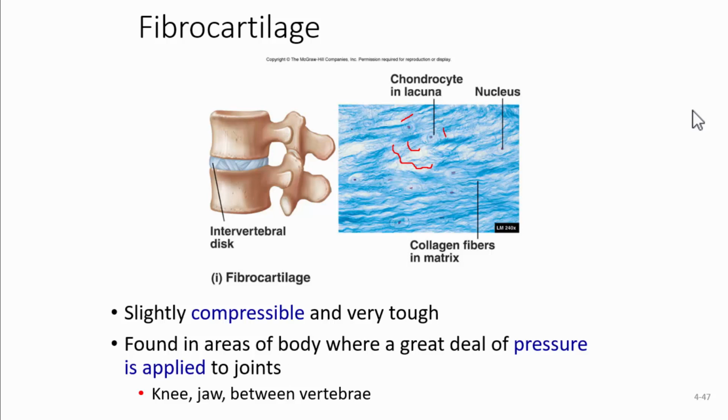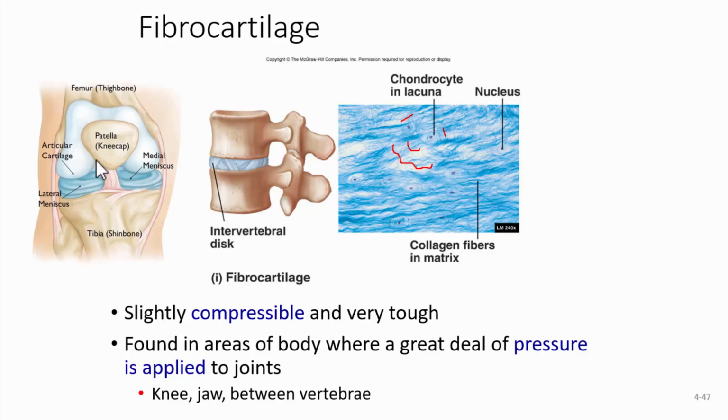It's found in areas of the body where there's a great deal of pressure applied. For instance, this intervertebral disc. There's a lot of compression that takes place there. That's going to be made of fibrocartilage. Also in the knee. But wait a second. I thought the knee was hyaline cartilage. Well, let me show you here. The articular cartilage here is hyaline cartilage. Okay. But where you find the fibrocartilage is in the meniscus.